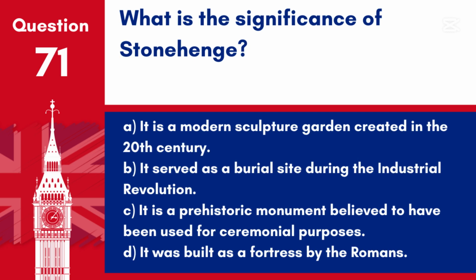Question 71. What is the significance of Stonehenge? A. It is a modern sculpture garden created in the 20th century. B. It served as a burial site during the Industrial Revolution. C. It is a prehistoric monument believed to have been used for ceremonial purposes. D. It was built as a fortress by the Romans.